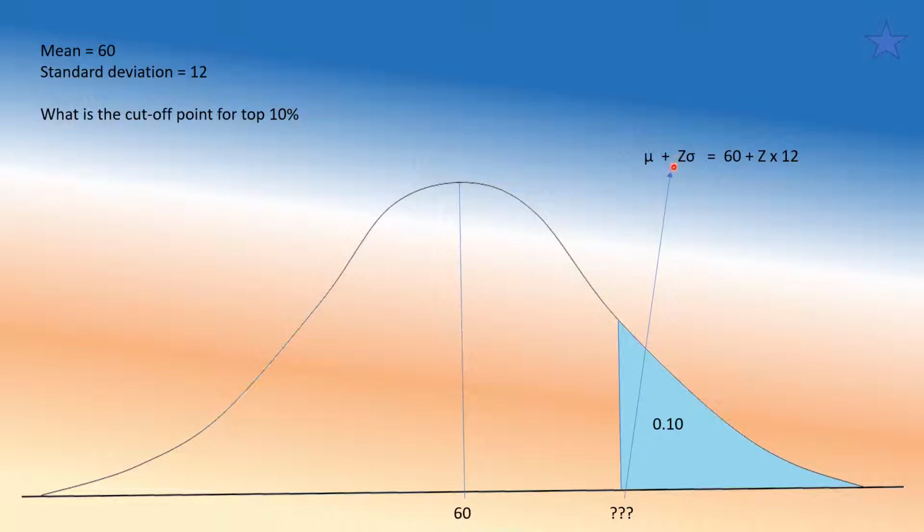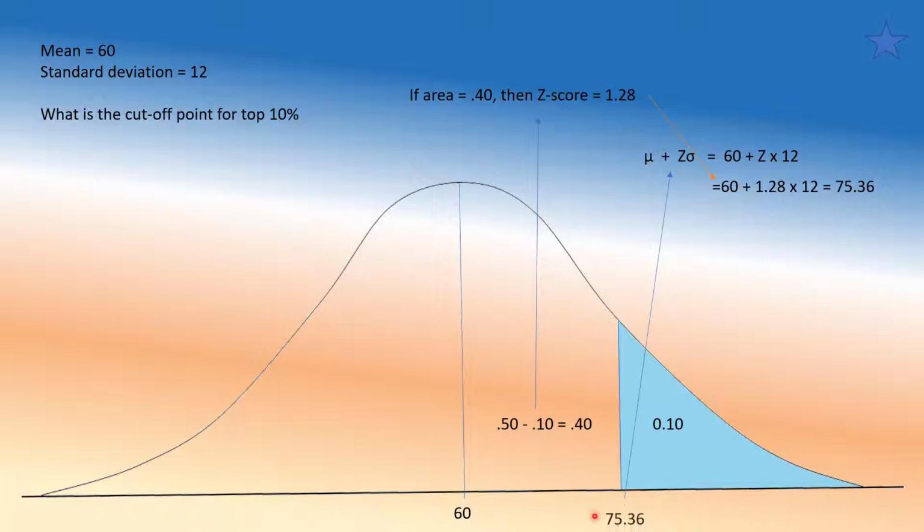As we discussed earlier, if this is 0.10, this will be 0.40. If you look in the table for 0.40, you will get a z-score of 1.28. We discussed this a few minutes ago, and you can go back and rewind and make sure that you get these. So this simply now becomes 60 plus 1.28 times 12, which is 75.36. So this point is 75.36. Right there. So the cutoff point for top 10% is 75.36 grams, pounds, meters, whatever that is.